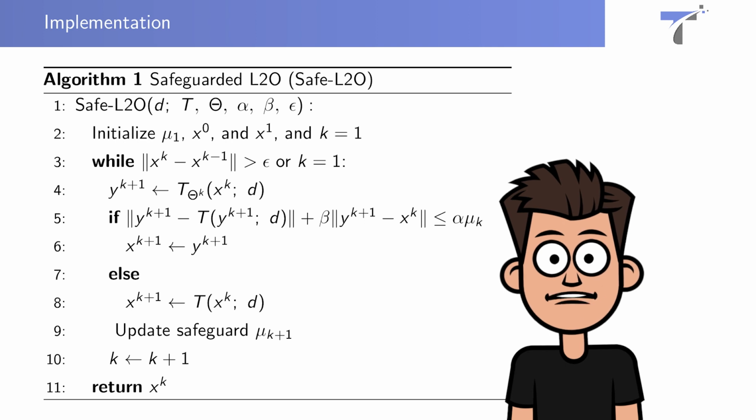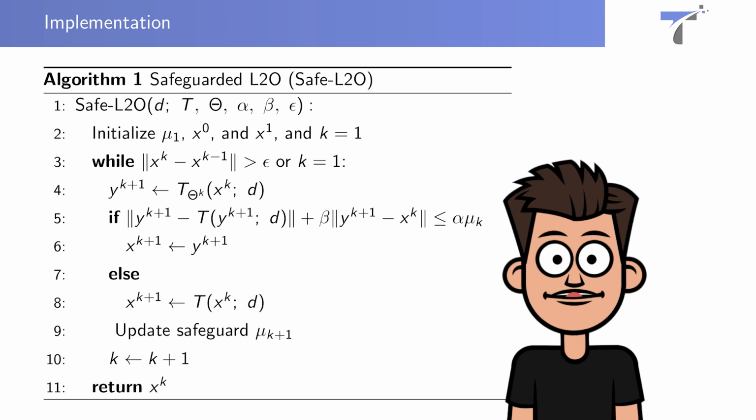We can code the safe L2O scheme as follows. In line 1, we input data d. In line 2, we use fixed initializations of mu1, x0, x1, and k equals 1. In lines 3 through 10, we use a while loop. This is used to iteratively update our xk until we reach convergence. A single example of convergence is shown here as an update residual, although others may be used.